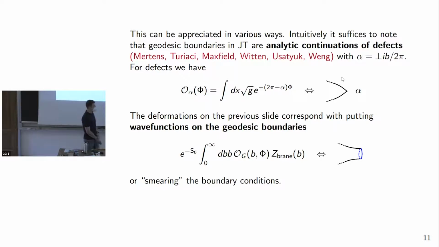So they correspond to an e to the minus (2π minus α) phi operator that you insert in a path integral, and this creates a conical deficit. You can analytically continue this on both sides of the equation and get a geodesic boundary. It's known that this works for hyperbolic geometry. So you go from e to the (2π minus α) to e to the 2π times cosine, because you can take both the branches.